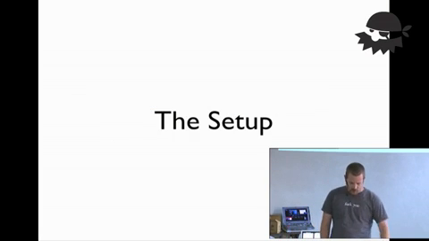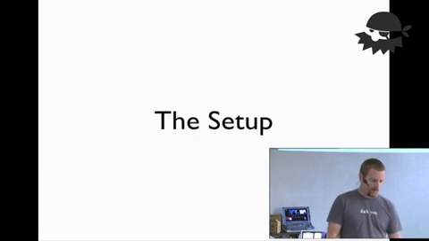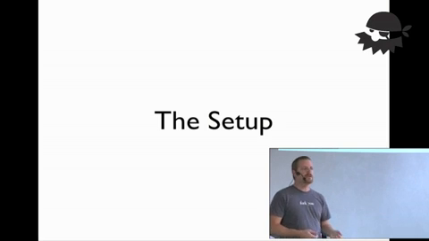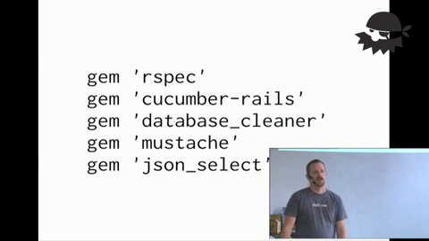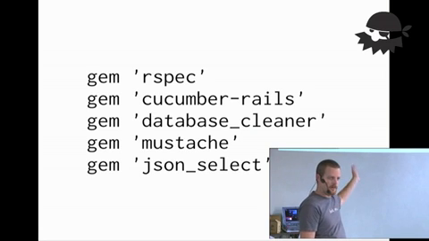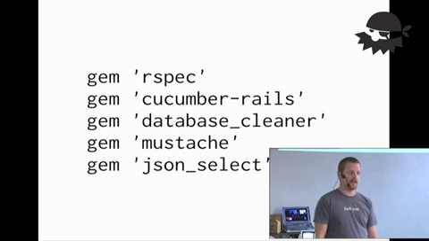So how do I get all this to work inside of a Rails app? Well, with Rails 3.1, it's actually obscenely easy. Add this into your Gemfile. You can see I've got Cucumber Rails, database cleaner, which is necessary for that, RSpec, mustache, and JSON select.